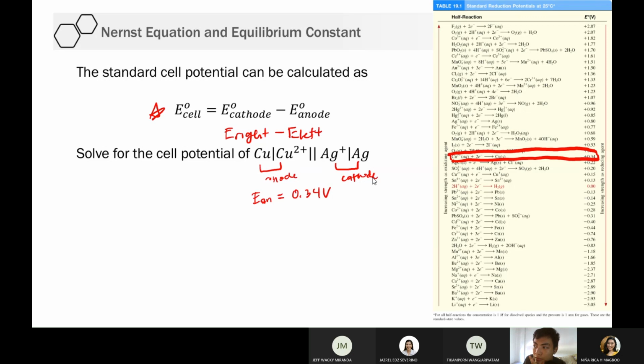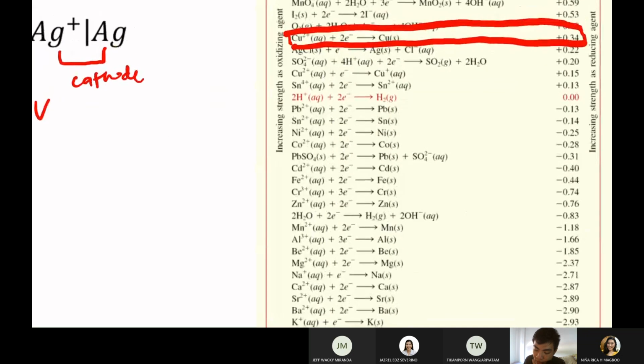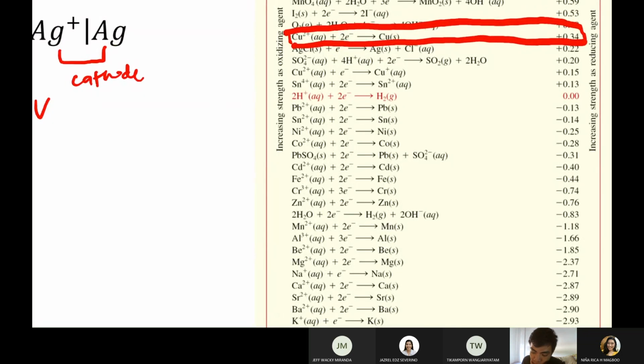And then for the cathode, it's silver ion. So let's look at this table. Silver.